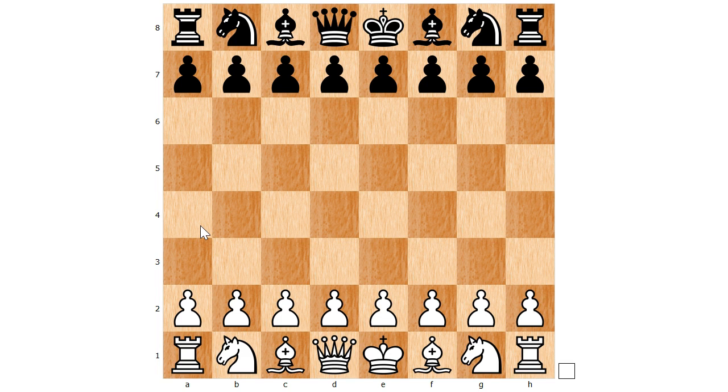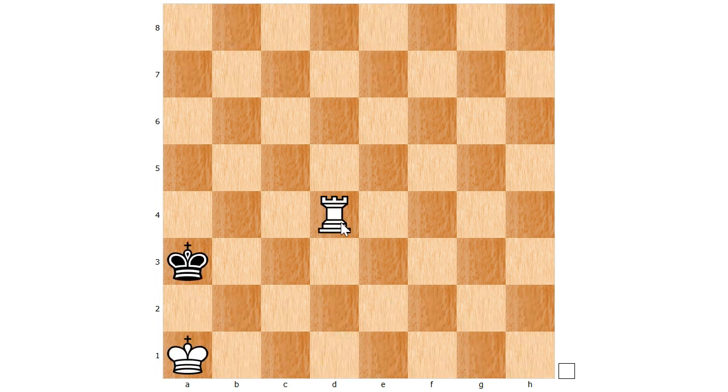Now we get to the most important part of this lesson, learning how the chess pieces move. We'll start with the rook. And to show you how the rook moves, I'll remove the other pieces from the board, except the kings. Because during a game you may never remove the kings from the board.